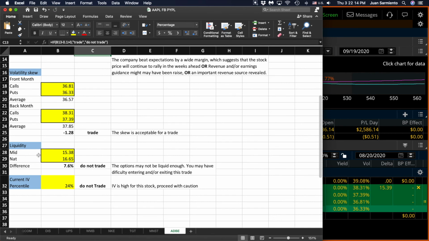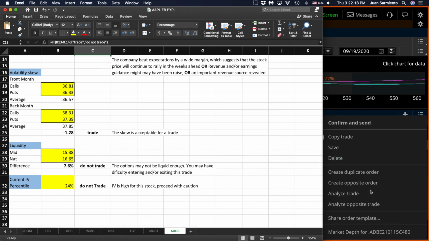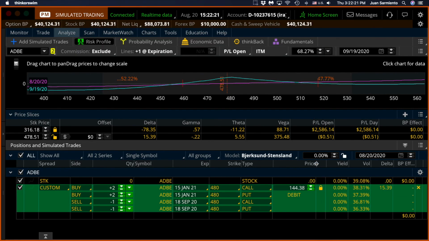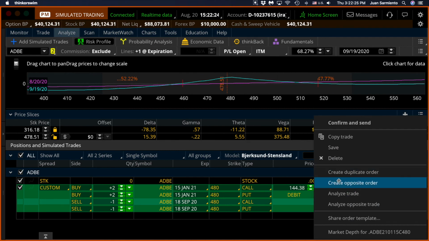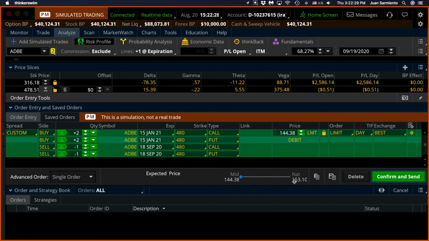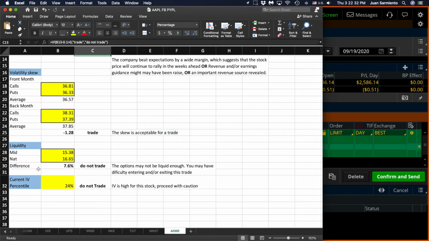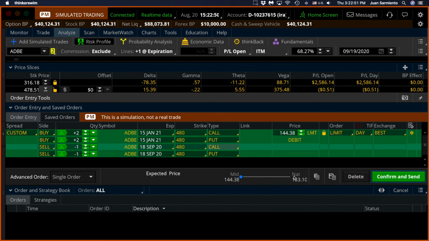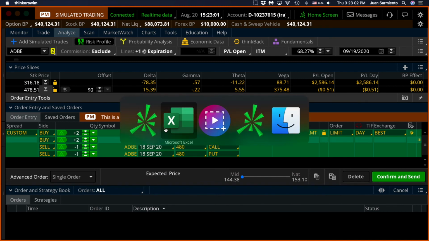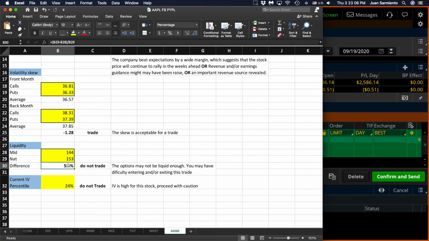Then the liquidity. The liquidity comes from the price of the trade. So let me just go back to the platform and say create duplicate, and that gives me the mid versus the natural. So 144 versus 153. And that says do not trade. Unfortunately, when we do this after hours, this might not be accurate. In any case, it is very wide between mid and natural. But if you could do somewhere in between, and probably during working hours, this mid versus natural will narrow. And if they narrow enough to make it less than 3%, then you could trade that.